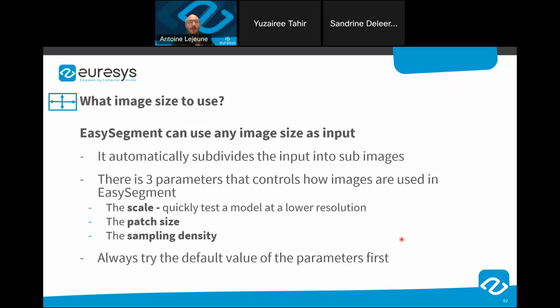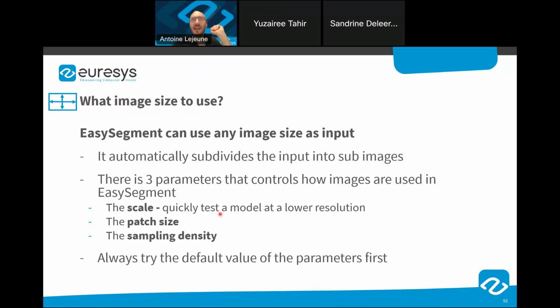Then there is EasySegment, which can use any image size as input. This is because this is the library that will automatically perform the subdivision of your input into sub-images. And there are 3 parameters for EasySegment that will control how the image will be used and subdivided. So there is the scale, the patch size, and the sampling density.